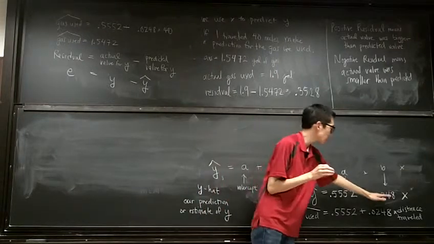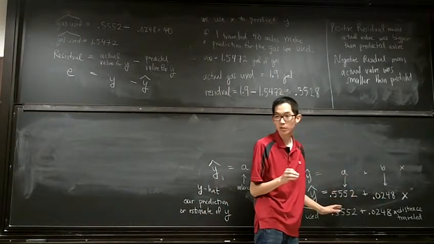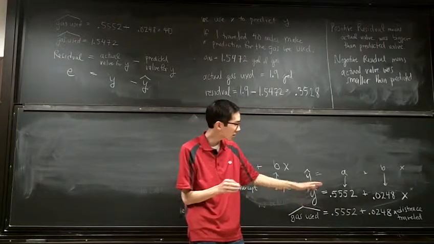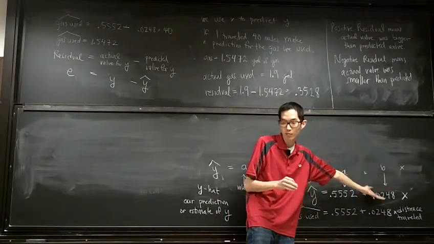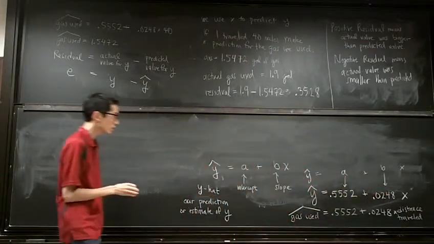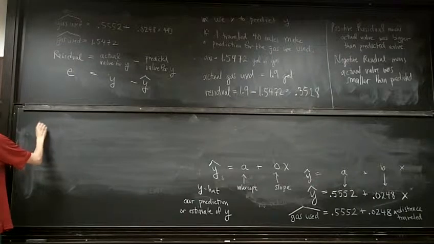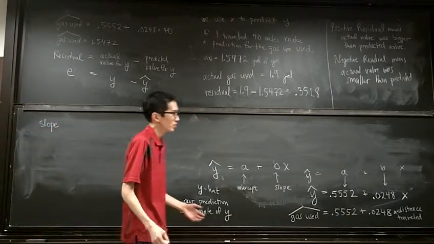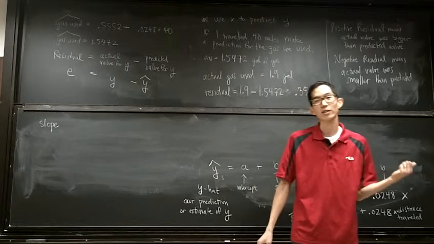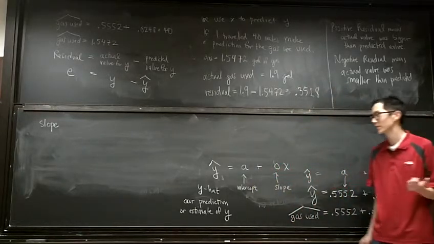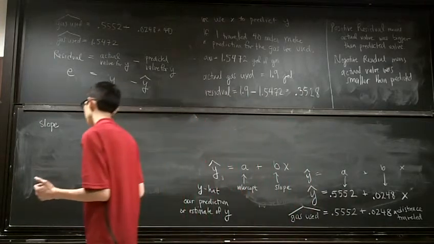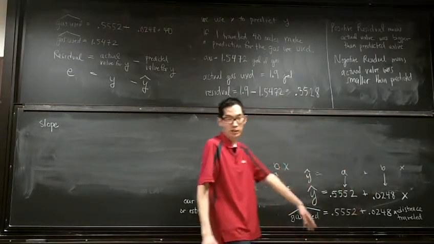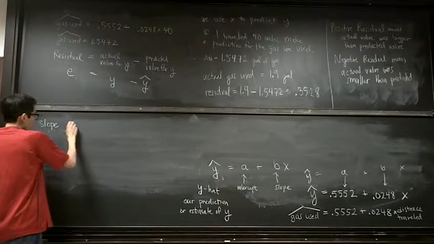I want to go into the interpretations of these numbers. In our model, if we want to predict the gas used, it's going to equal this plus this times some value of x that we plug in. So I want to talk about interpreting these values. We've got the slope and we have the intercept. Can anyone tell me what the slope is? Slope is b, and in our equation, the value for slope is 0.0248.